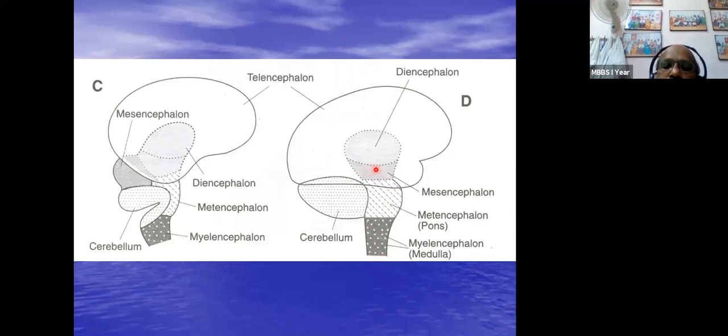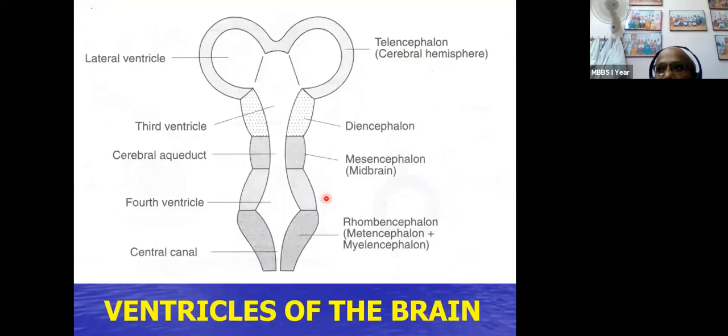So superior cerebellar peduncle connects your midbrain and cerebellum. Middle cerebellar peduncle connects your pons and cerebellum. Inferior cerebellar peduncle connects your medulla and cerebellum. So brain stem is connected to cerebellum through cerebellar peduncles. Note that. Now, important point. Already you are familiar with that.